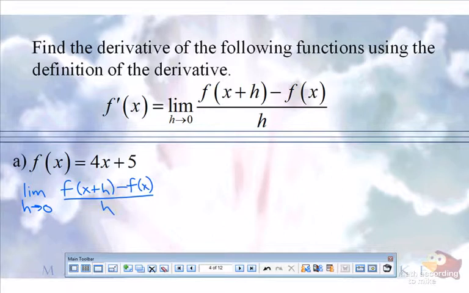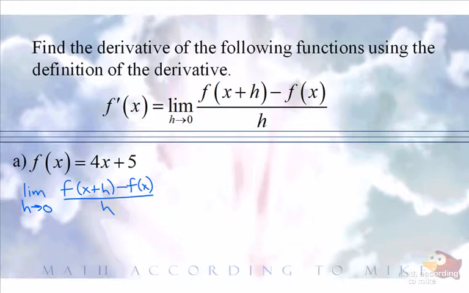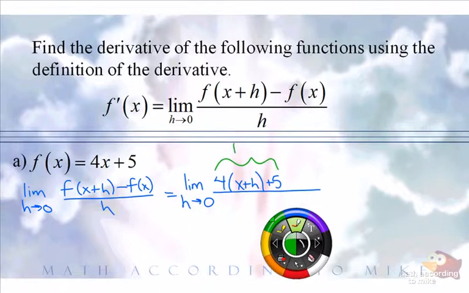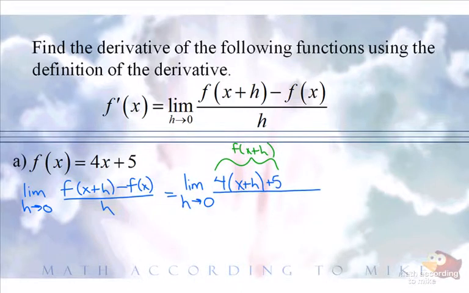So the first term there, instead of this x here, you'll plug in x plus h. So we'll have 4 times the quantity x plus h plus 5. So this part was the f of x plus h. Minus f of x. What is f of x?